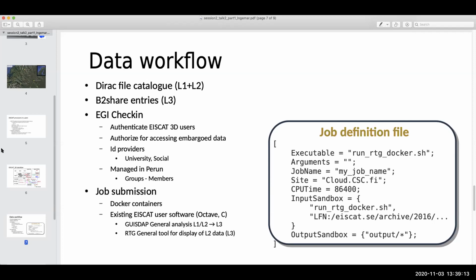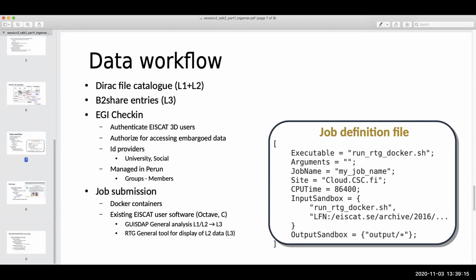We selected Check-in because we have a lot of different IDPs, university logins, and also social logins. Ingmar, please, 1 minute. Okay. Yes, sorry, I'm almost ready. So we manage this in Perun. Each member belongs to a group, and the members are then controlling the group. So that is not really under the EISCAT control.